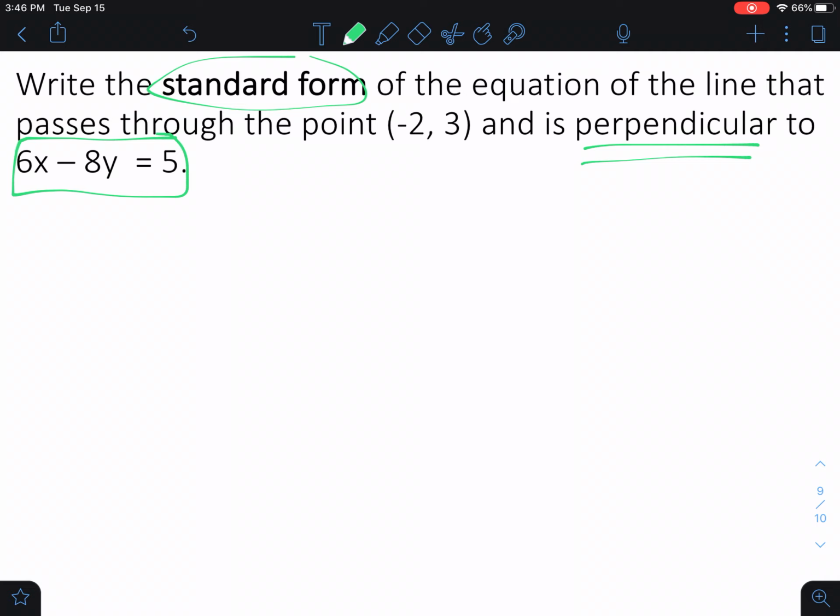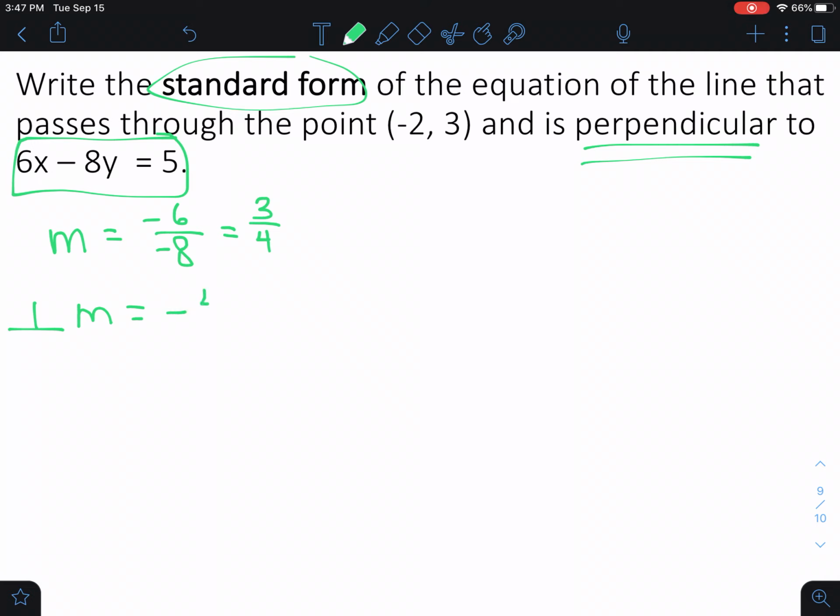Okay, so first we want to find the slope of this line. You can put it into slope-intercept form, or you can use that shortcut I talked about: opposite of A over B. And watch your signs there. We end up with 3/4. So this means the line perpendicular to that, there's this abbreviation for perpendicular, is the opposite reciprocal.